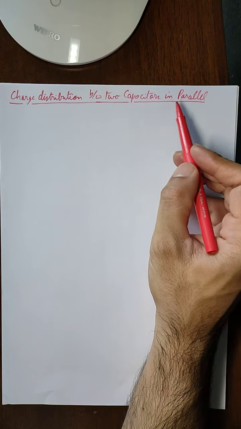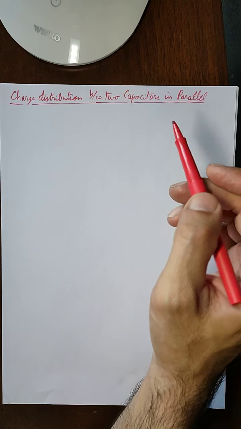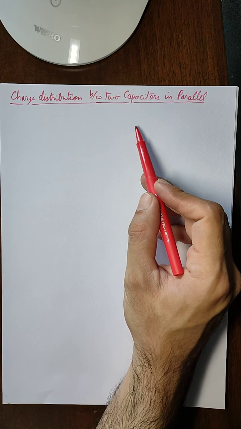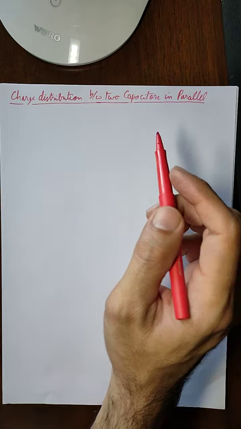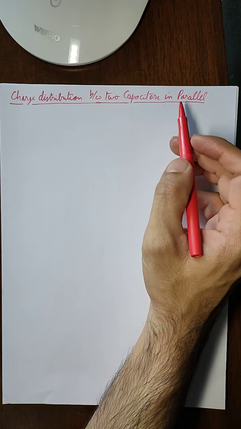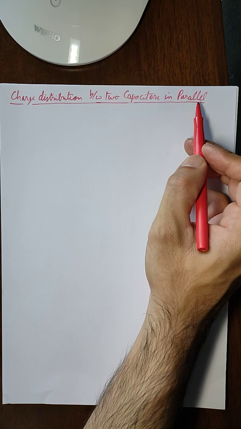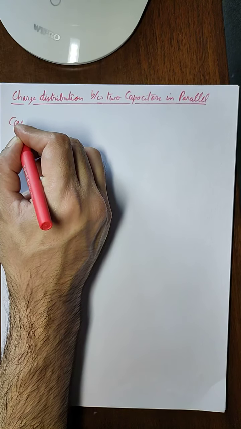So we are taking only the parallel combination because we know that in a series combination, whenever the capacitors are connected in series, each of the capacitors will acquire the same charge. So there is nothing to find there. So we will study only about the capacitors connected in parallel. In this particular concept there can be three cases, so we'll study each case separately.